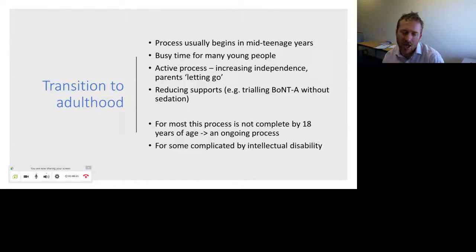For most young people, this process of actually gaining independence is not complete by 18 years of age, and is an ongoing process that continues into adulthood. Personally, I struggle with getting most 17-year-olds to understand the process of goal setting, and I guess, reflecting on that, it's a difficult concept to understand as a teenager. And for some children and young adults, this is complicated by their intellectual disability and whether their functional potential is going to allow them to gain that independence, in which case that transition process is still heavily reliant on their primary carers.